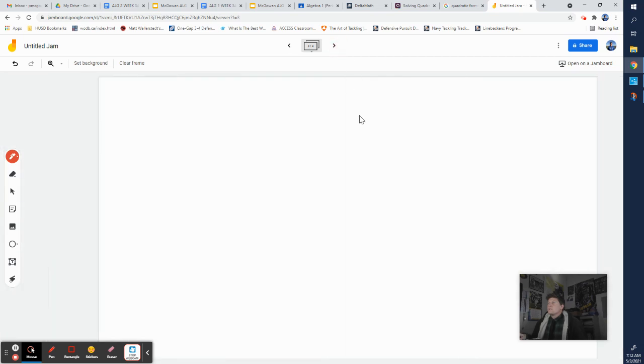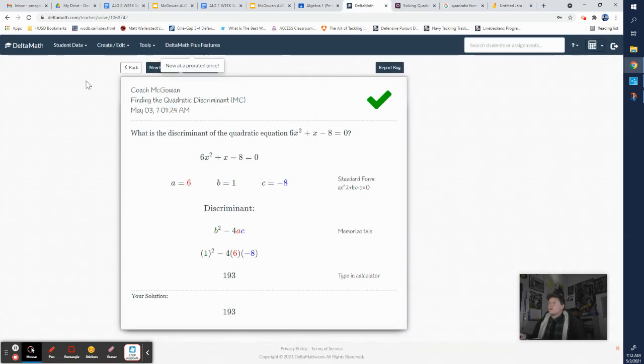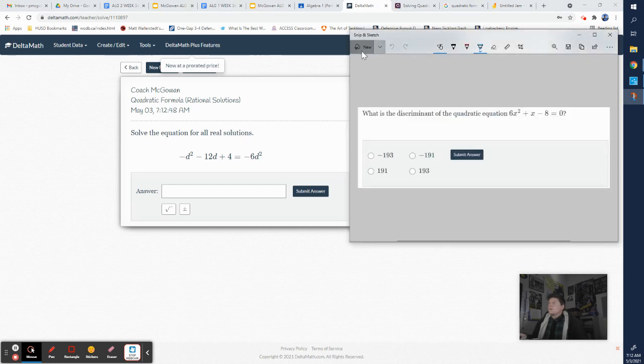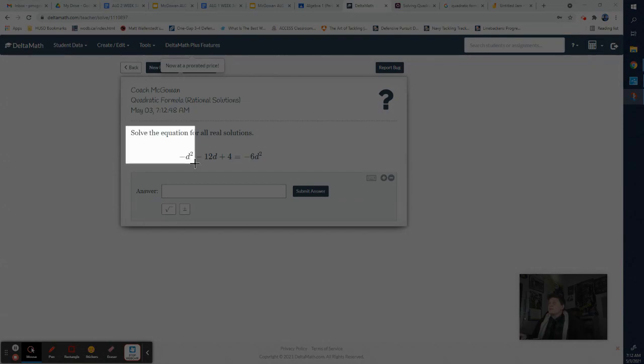Okay, let's get to the quad formula stuff. Going back to our quad formula, look at this problem here. Let's work through this guy right here. So, let me copy and paste real quick.